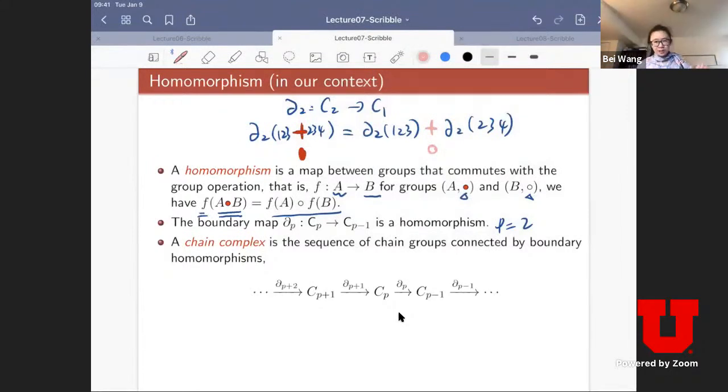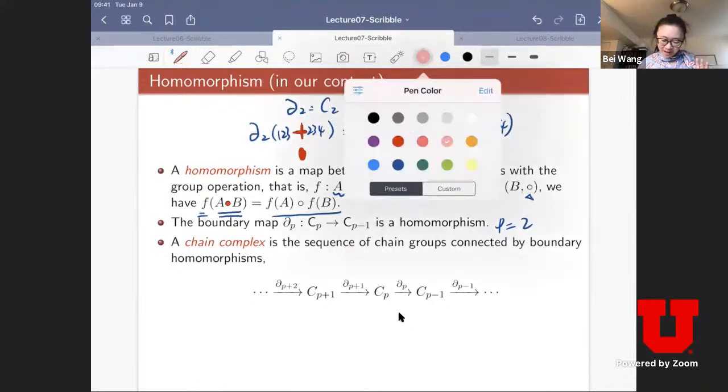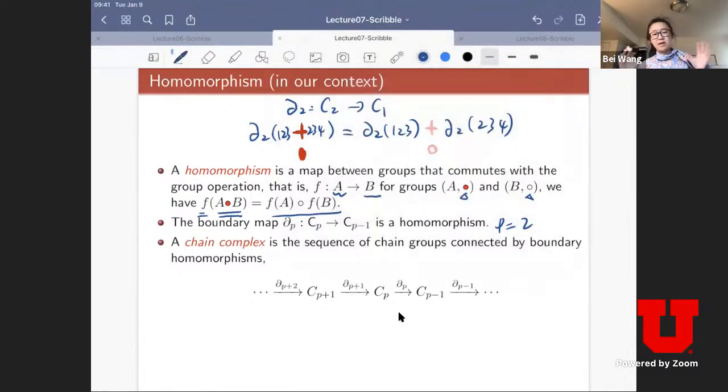But this is just all mathematical formalism. All that is saying is that my boundary map satisfies this condition: if I apply a boundary over a linear combination, it's equal to applying a boundary to each individual element and adding them together. And that's what it means. So now, once you have the chain group, you can connect all those chain groups through those boundary maps, okay? And that's called a chain complex.